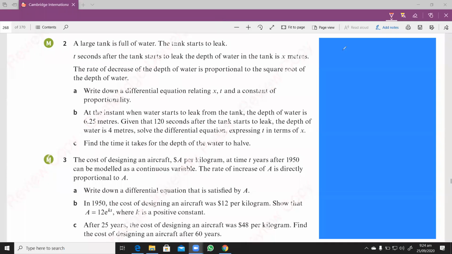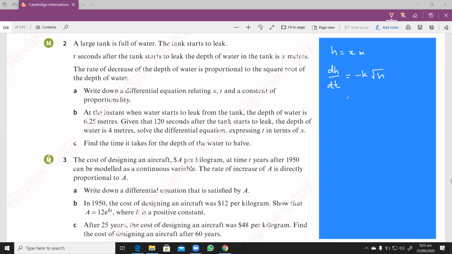Okay, in question number 2, it says a large tank is full of water. The tank starts to leak. T seconds after the tank starts to leak, the depth of the water in the tank is x meters. Okay, so the depth, if we take depth as h, is going to be x meters. And the rate of decrease of depth is proportional to the square root of the depth. So this is dh by dt. The rate of decrease of the depth is proportional to the square root of this depth. If I take this as h, I am going to write h over here.